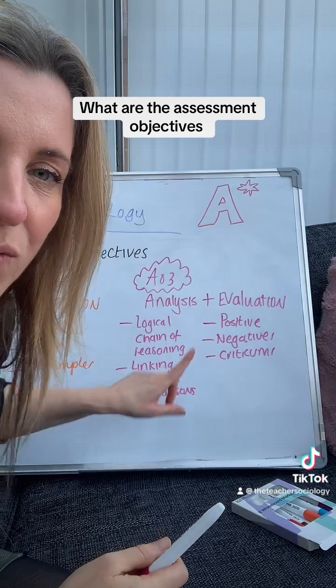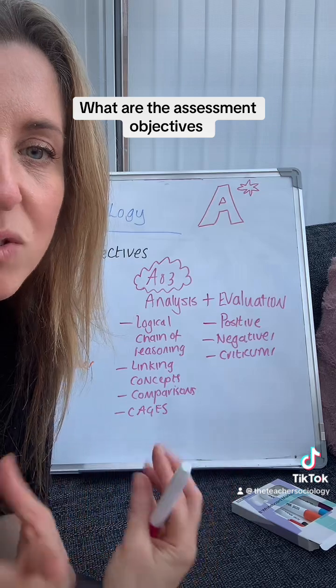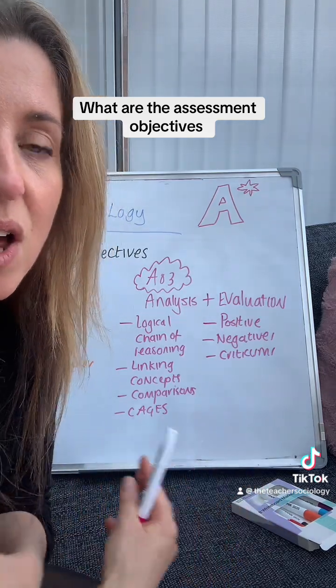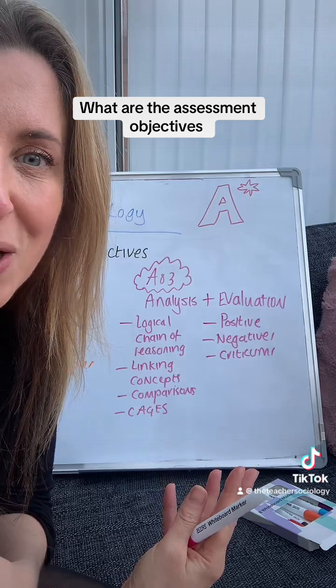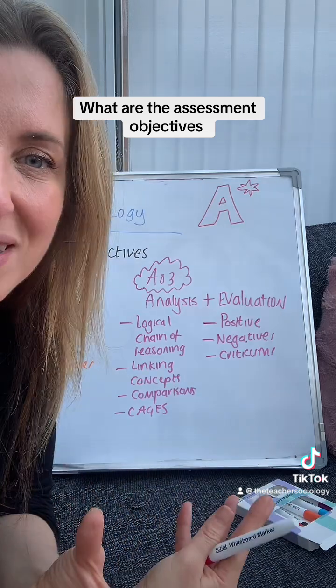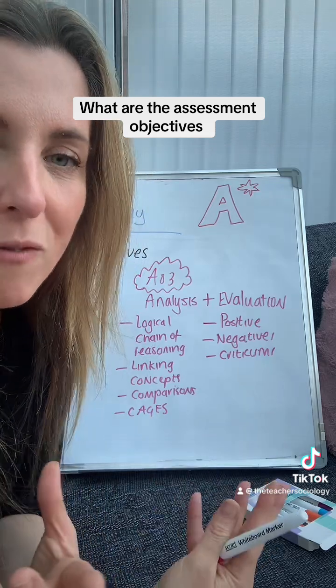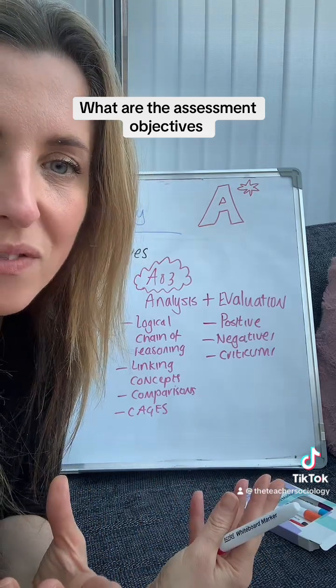And then finally, your evaluation. So this is where you are saying why something is good, what the strengths of it are. So it could be a sociological explanation, why does it benefit us? But also it could be your negatives and your criticisms. What is problematic about an explanation? What pitfalls are there? What criticisms might we find?